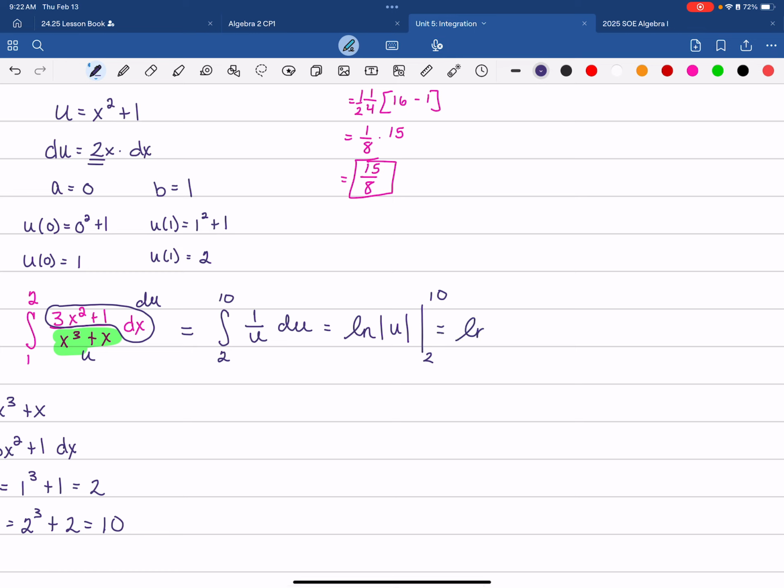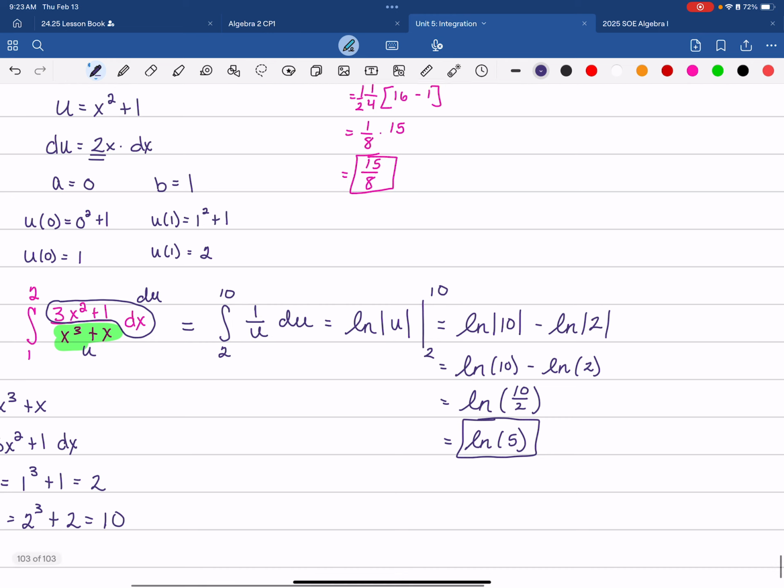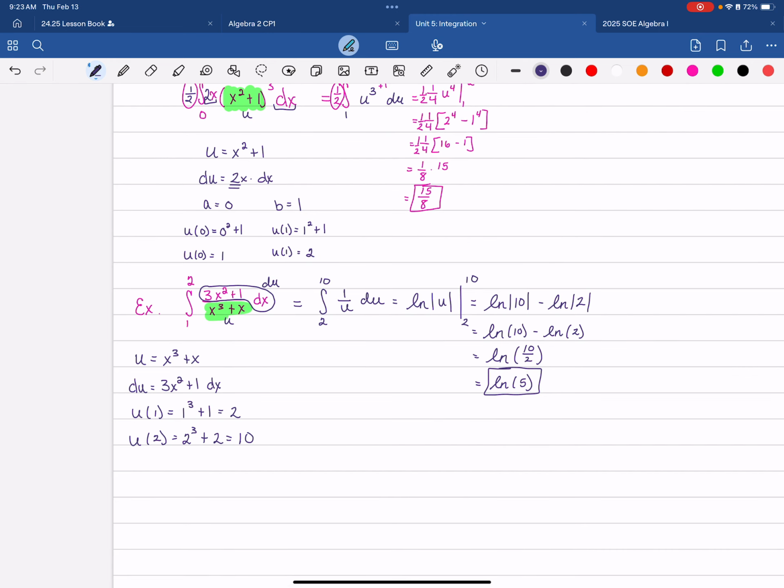And so we have the natural log of 10, subtract the natural log of 2. Since those are both positive, I can just get rid of the absolute value. And then my quotient rule for log says that the natural log of 10 subtract the natural log of 2 is the same as the natural log of 10 over 2, or the natural log of 5. A little simplification there at the end.